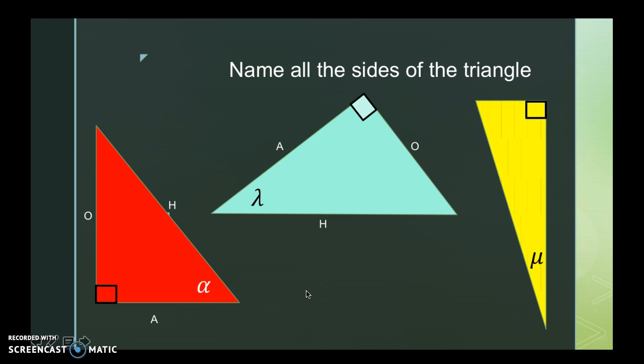One more. For our yellow triangle, find opposite, adjacent, and hypotenuse. Pause the video, try it, start the video up again to check your answers.